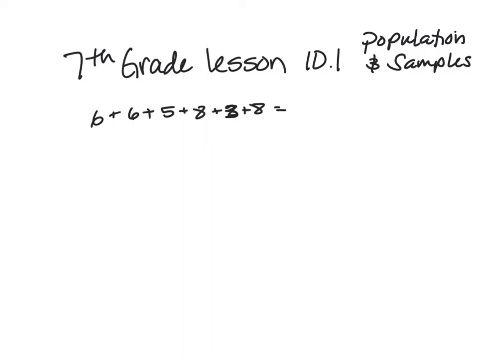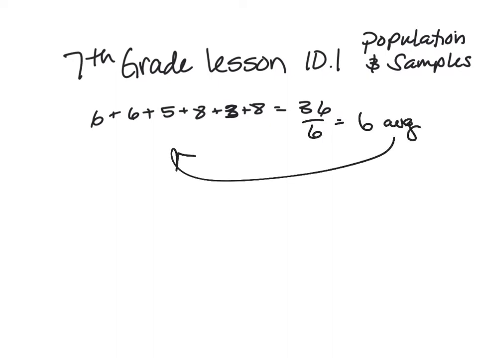Example. If I have this set of numbers as my data set, 6 plus 6 plus 5 plus 8 plus 3 plus 8, if I add those all together, I get 36. Then I would divide by however many numbers are in the set: 1, 2, 3, 4, 5, 6. 36 divided by 6 equals 6. So my average number is right around 6. That is something we worked on last year, and you'll use that skill within this section.